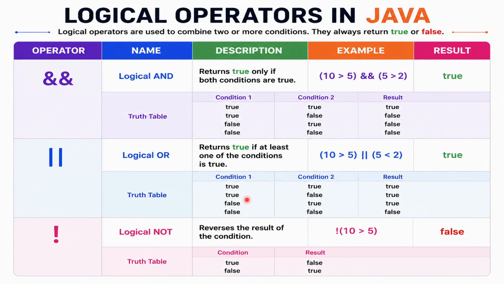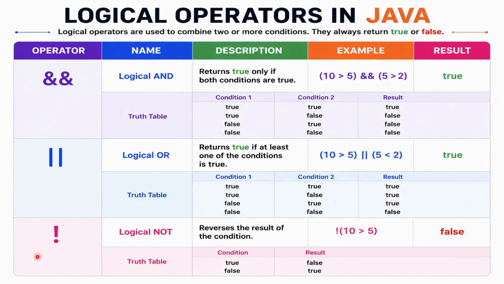If the first condition is true and the second is false, since the first condition is true, the result will be true. Next we have false, then true. One condition is true, so the result is true. If both conditions are false, then the result will be false. So this is all about the OR operator.